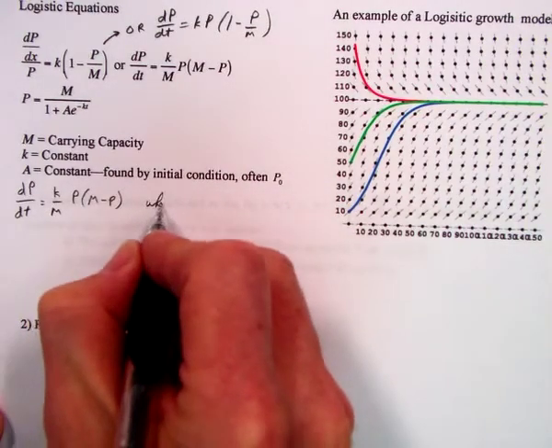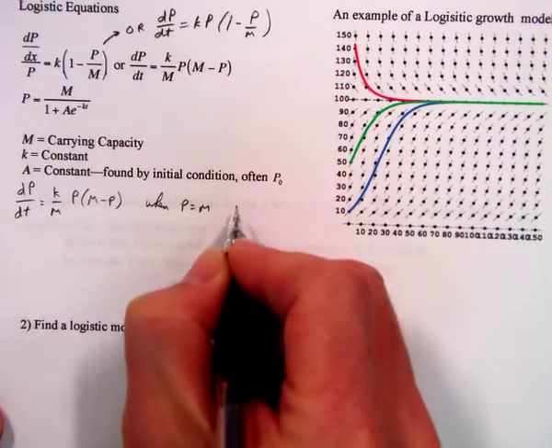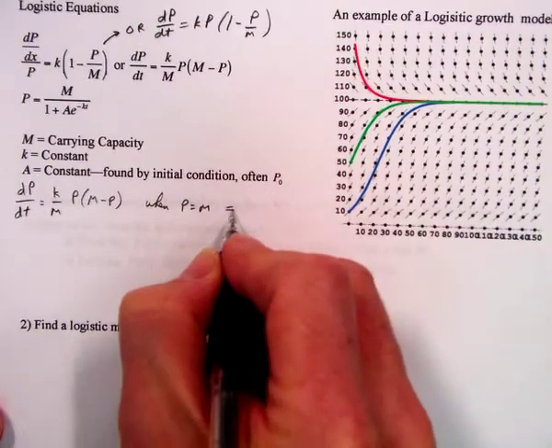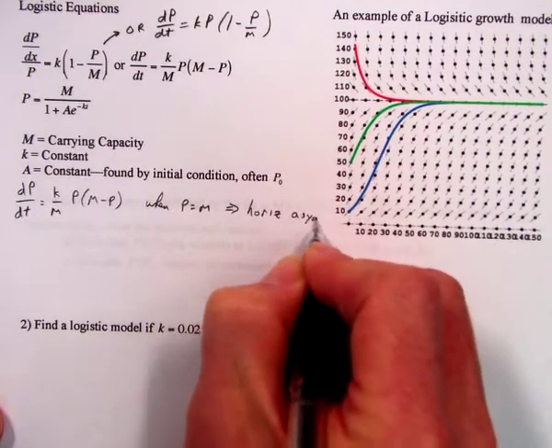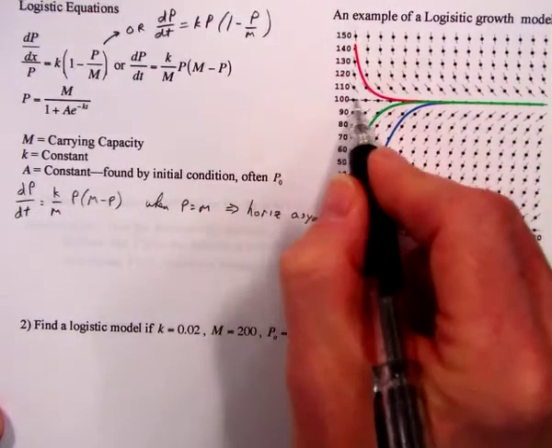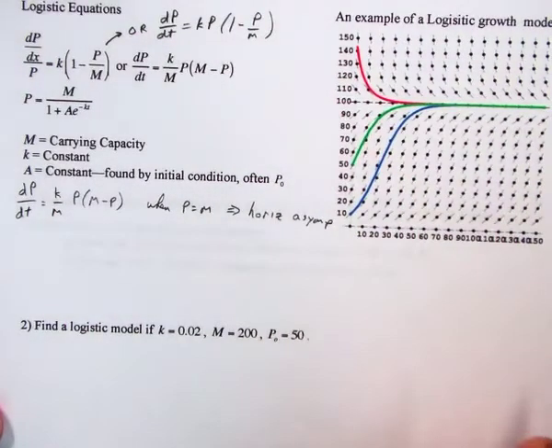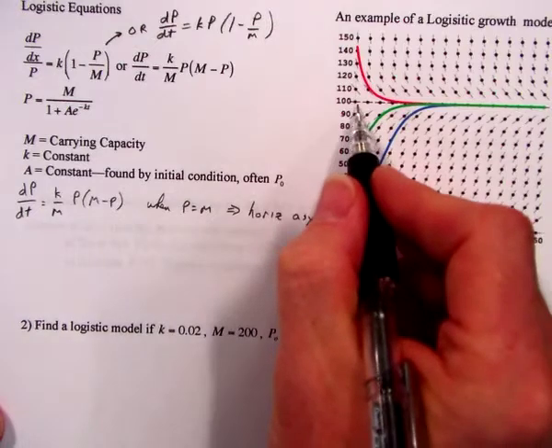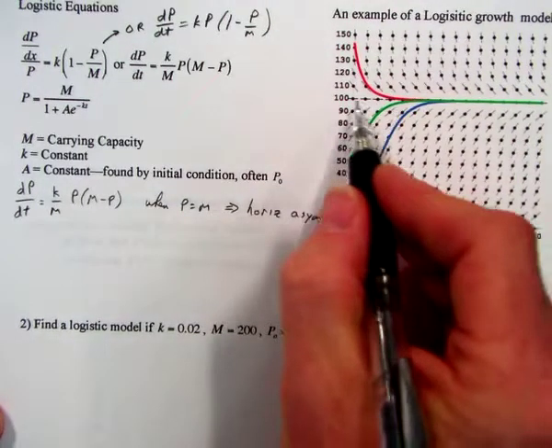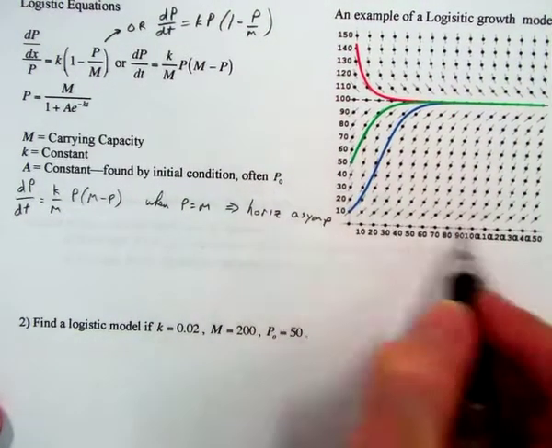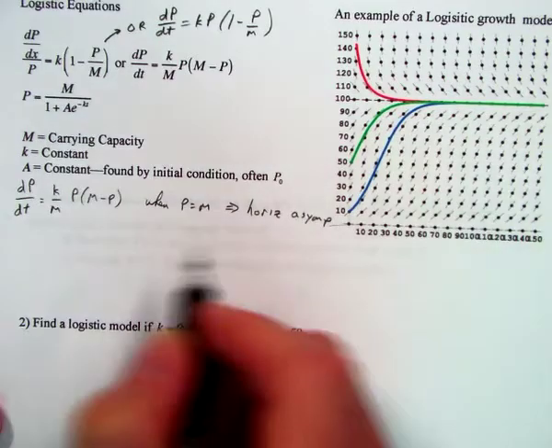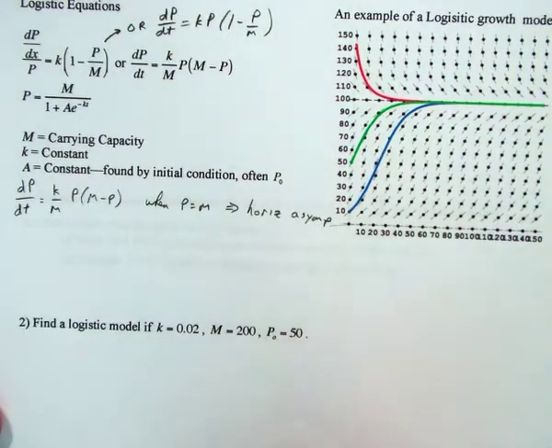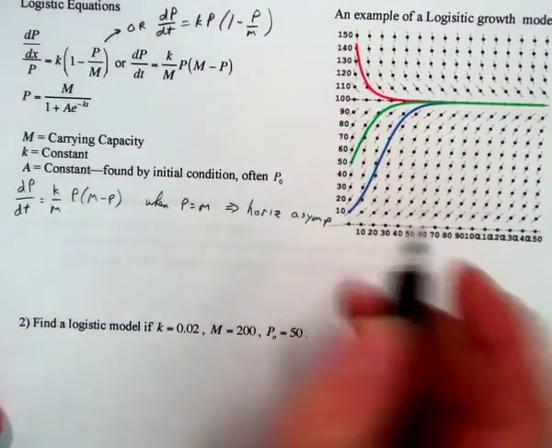When P equals M, we have a horizontal asymptote, and you can see that here. What is that known as? That's our carrying capacity. This is where our derivative for this y value, this P value, equals 0. And we have another one here at P equals 0. We will have our derivative equal 0 in both of those spots.